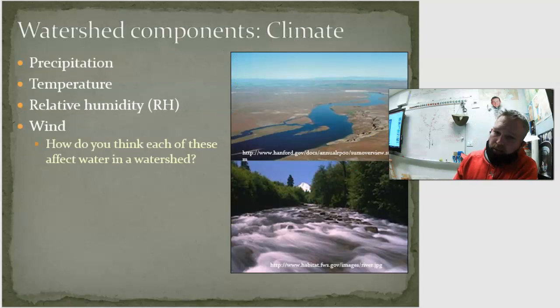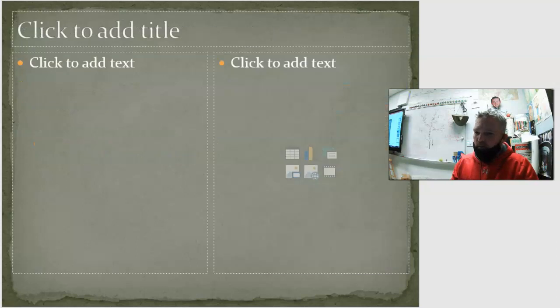Then climate also involves precipitation, temperature, relative humidity. We don't care, right? Why is it adding slides?